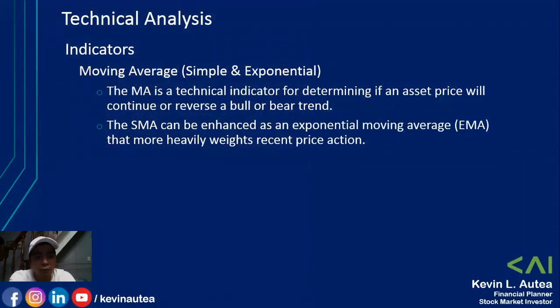So what is moving average? It is defined by this. A MA or a moving average is a technical indicator for determining if an asset price will continue or reverse a bull or bear market. A SMA or simple moving average can be enhanced as an exponential moving average, or what we call the EMA, that more heavily weights on the recent price action.